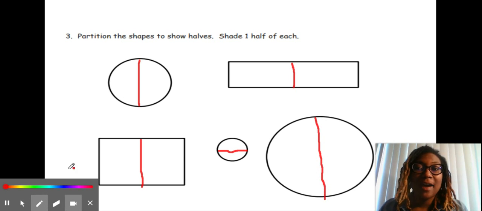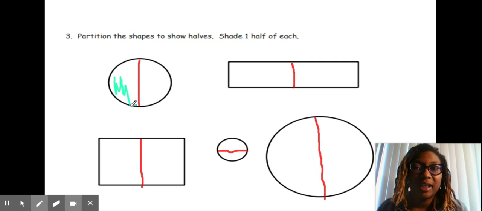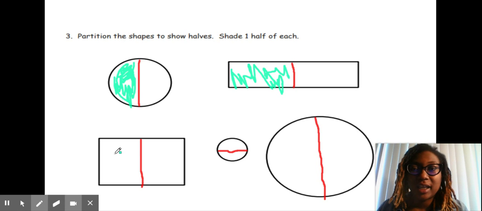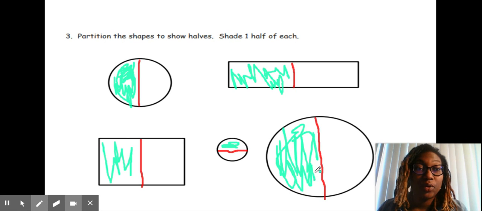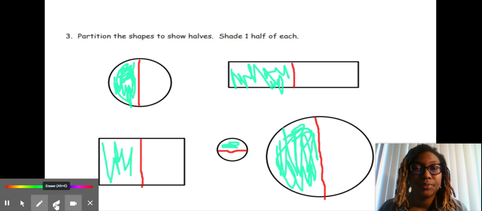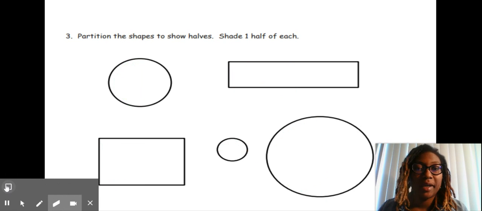Okay, so now I want to shade in half of each. So that just means one of the halves, one of the equal shares. So I'm not going to fill them all in, friends, just because of time's sake. This is not the easiest tool to use, but I'd be shading in 1/2 of each. So one of my equal shares is filled in. Okay, let's keep going.